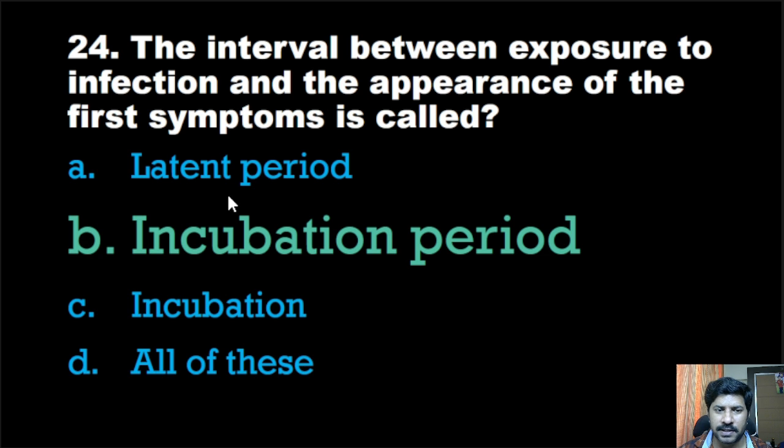So, what is latent period? Latent period means the time interval between when an individual is infected by a pathogen and when he or she becomes capable of infecting other susceptible individuals. So after exposure to the pathogen, the duration until one is capable of infecting others is known as the latent period. Incubation period means the time from exposure to the pathogen till the first symptom appears. That is known as the incubation period.